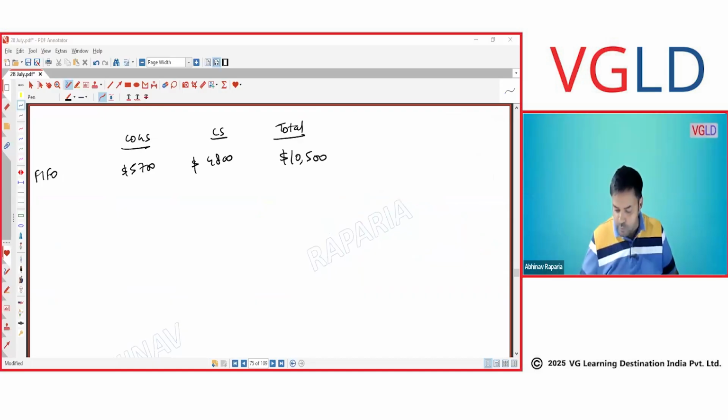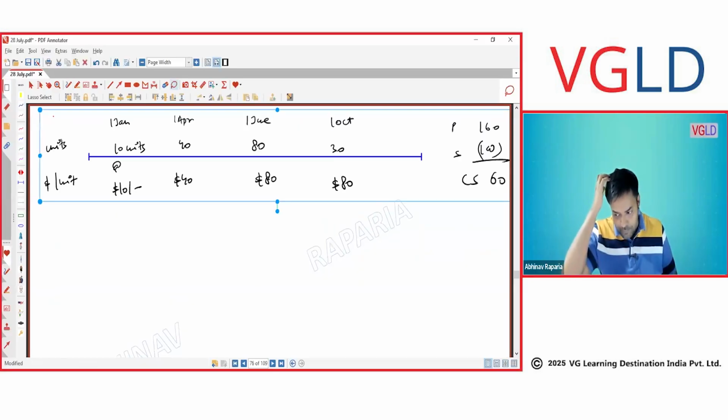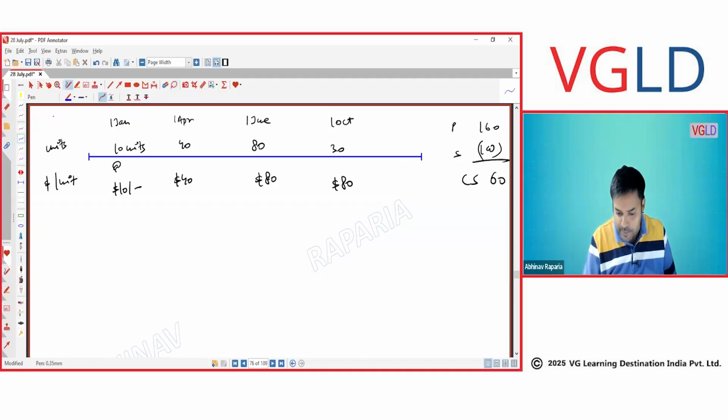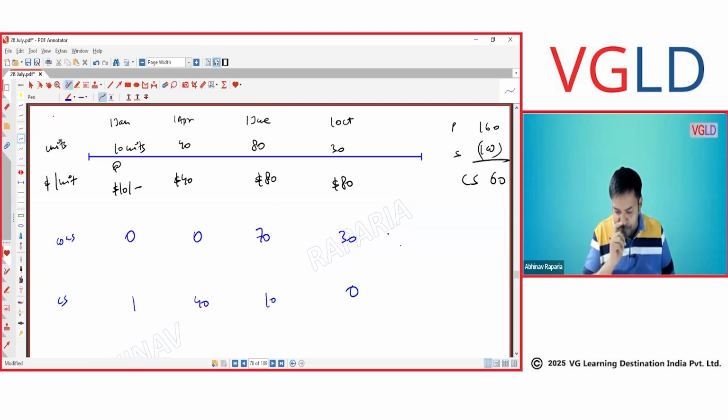Same question. Let's do it with the LIFO. Which one will I take first? I'll take the 1st of October, guys. So COGS, closing stock. First I'll take 30 here, nothing here. 30 is gone, so 70 is gone. So 70 is going to be from here, 10 will be here. Then 0, then 40, then 0. Simply multiply by the rate, guys.